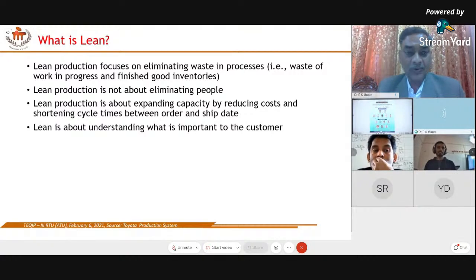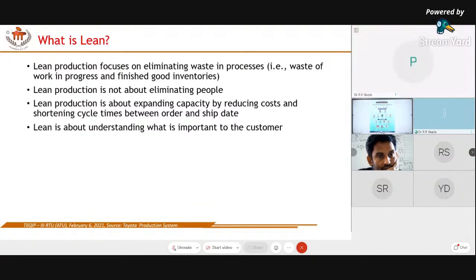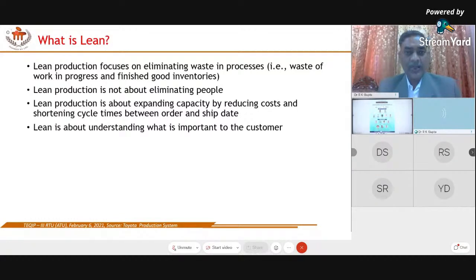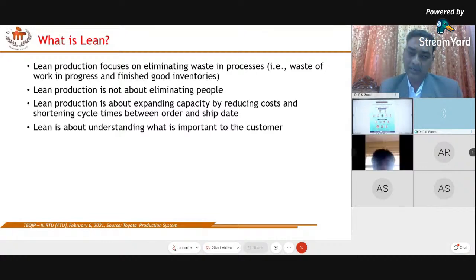Lean means our production focuses on eliminating waste in processes, like waste of work in progress and finished goods inventories. So eliminating waste in processes means in-process inventories can be reduced, in-process steps can be reduced, and that saves inventory, that saves time, that saves cost. Lean production is not about eliminating manpower. If we go for lean from traditional manufacturing, manpower can't be reduced by using lean manufacturing, but skill sets are required for it.